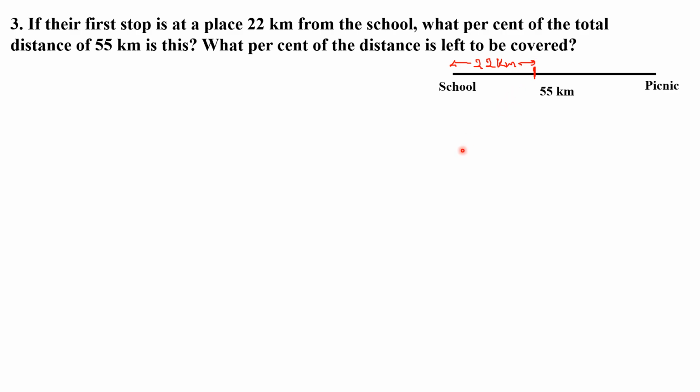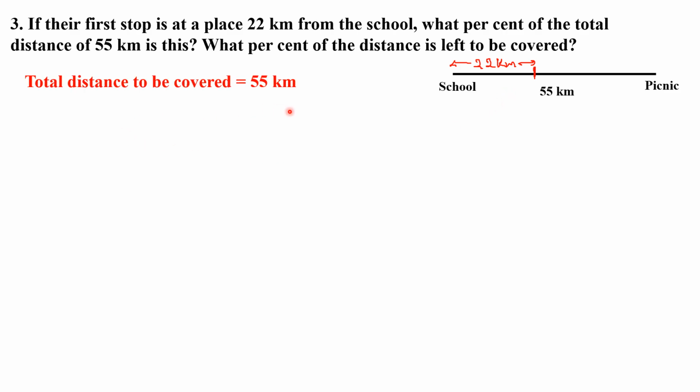To find the percent, first of all, we have to find the fraction of the distance covered. Out of total distance, which was 55 kilometers, 22 kilometers distance they have covered. So first we have to find the fraction of the distance covered till the first stop.